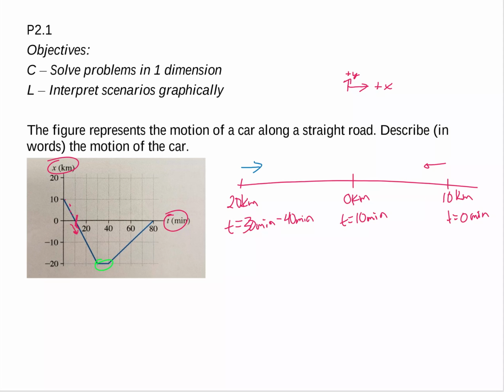How do you know we're moving to the right? Because our position starts getting more positive. The position is starting to go positive. It's getting closer to the origin from where we are.